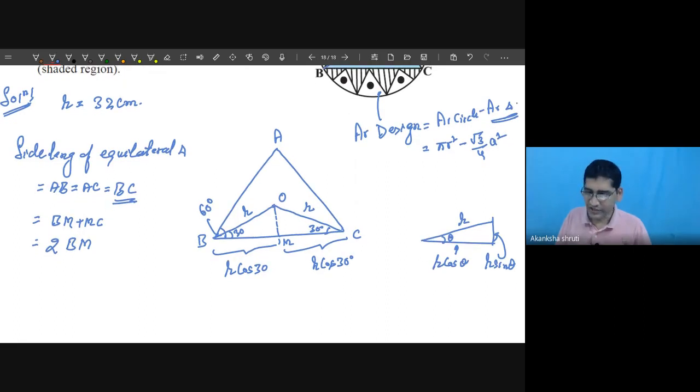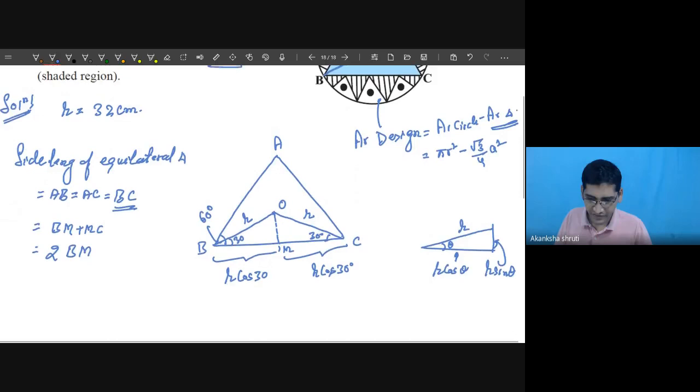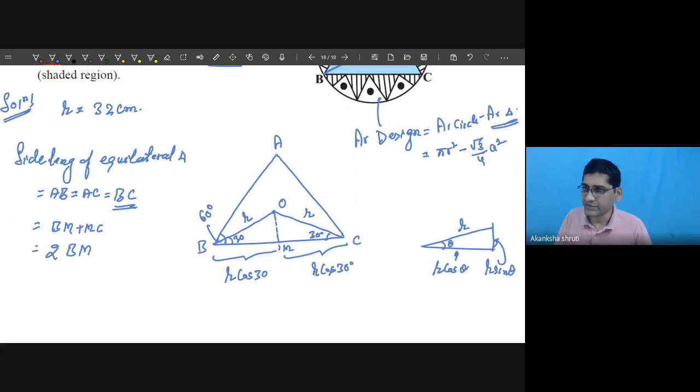This is a very good kind of analysis that I have done there, and you always have to use it everywhere, not only in this question, because questions are always asked based on that kind of analysis. Since the hypotenuse BO is known to us, the base can be calculated by taking the cos component only. So it becomes R cos 30 degrees, so this is twice the R, our 32 cos 30 degrees.